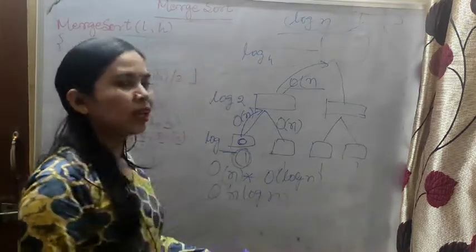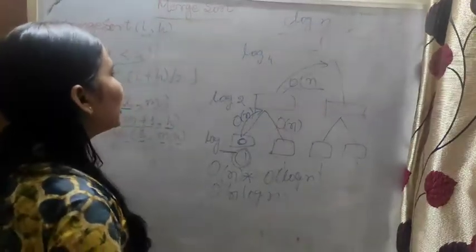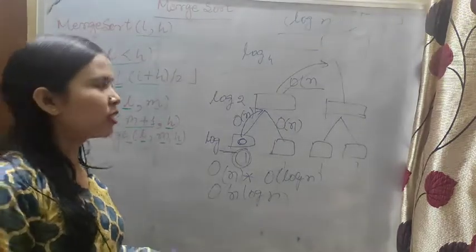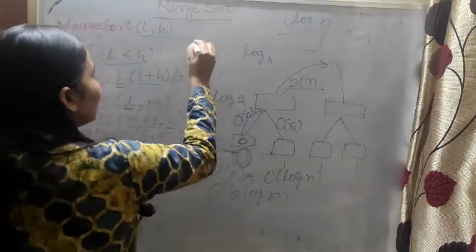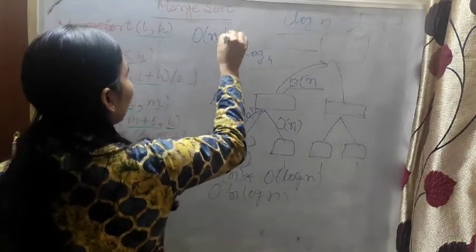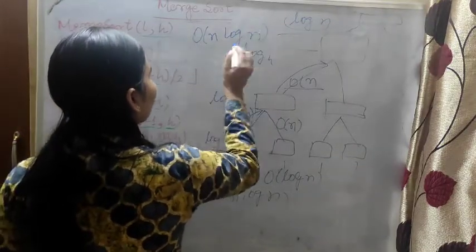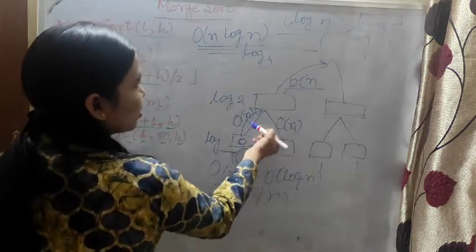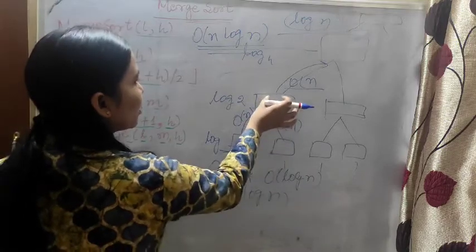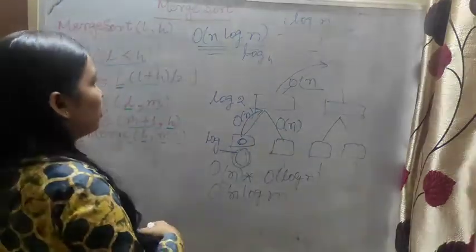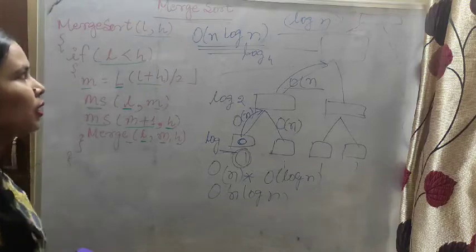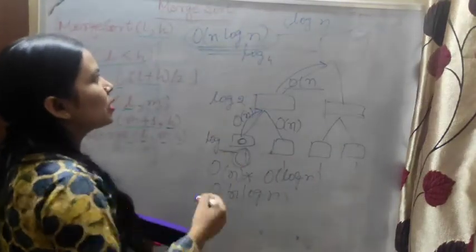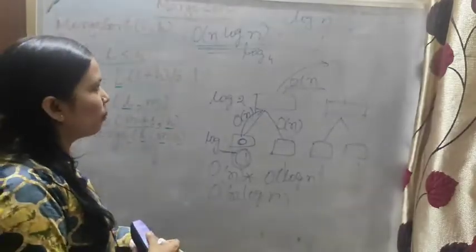So merge sort is a special sort: in the worst case, best case and average case, the complexity is order of n log n everywhere. Why? Because whenever you are sorting, you have to search every element. See, every element is searched and shifted, and then you have to keep it in one place. So that is why in the merge sort algorithm, the time complexity is order of n log n in all cases.